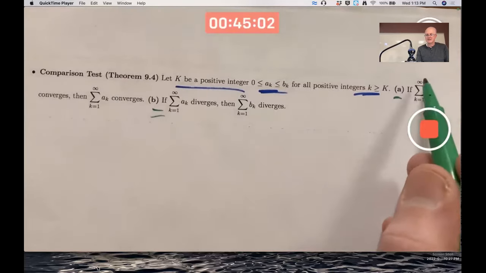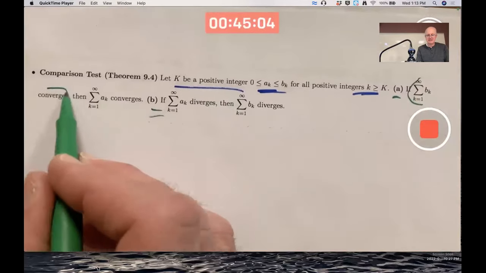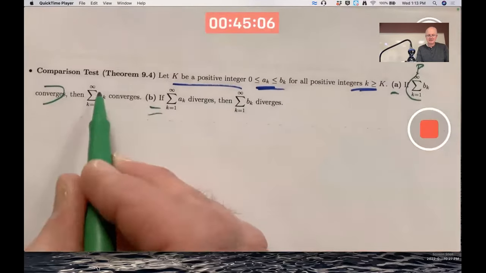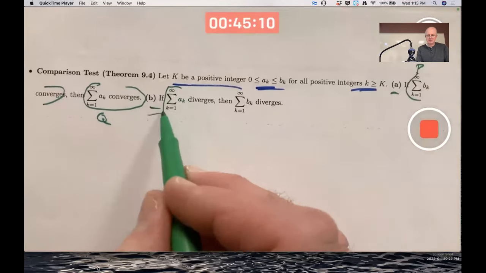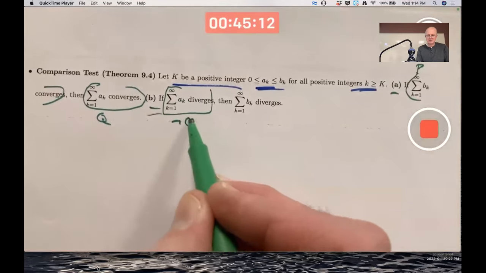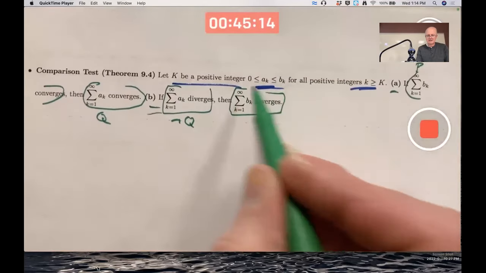Why? Because if this clause is P and this clause is Q, then this one would be not Q and this one would be not P.